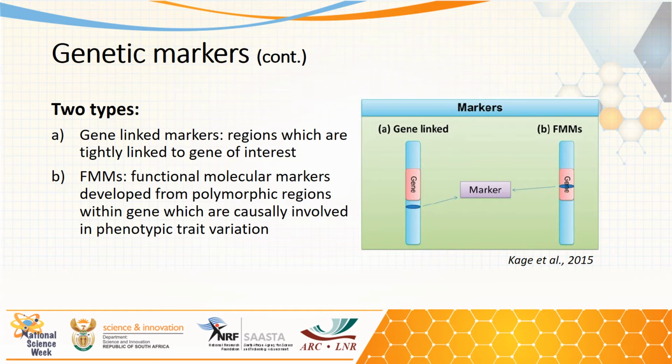Genetic markers can be one of 2 types. The first is gene-linked markers, which are markers developed from regions which are tightly linked to the gene of interest. The next is functional molecular markers, developed from polymorphic regions within a gene which cause the variation in the characteristic that you are breeding for.